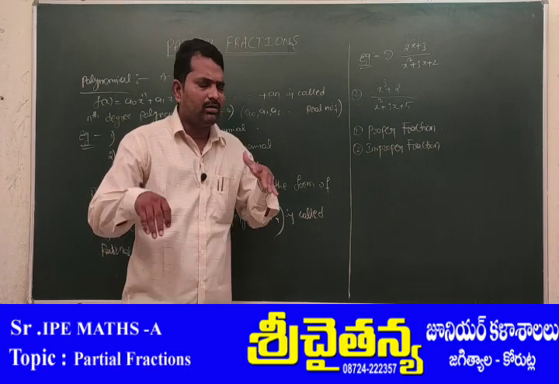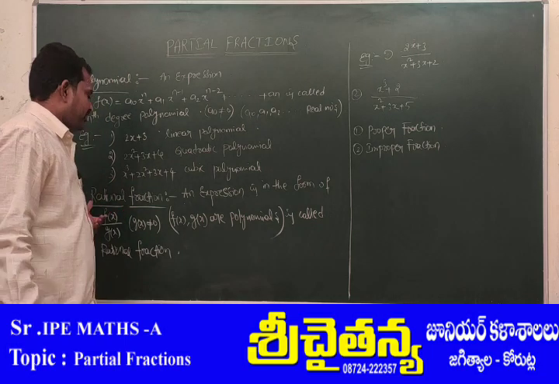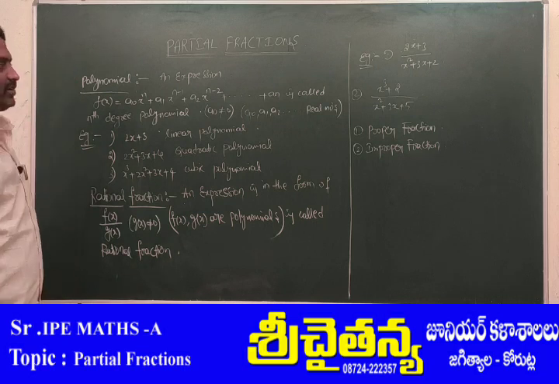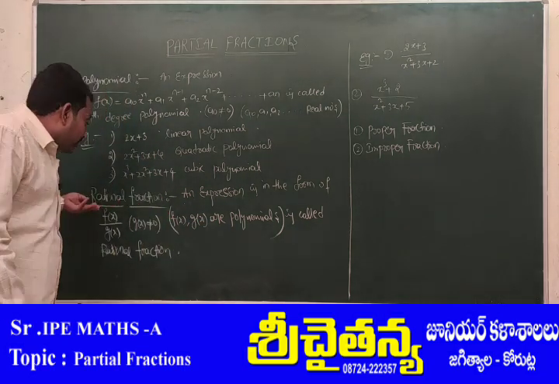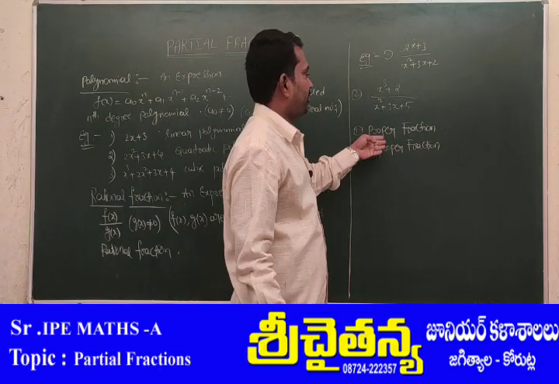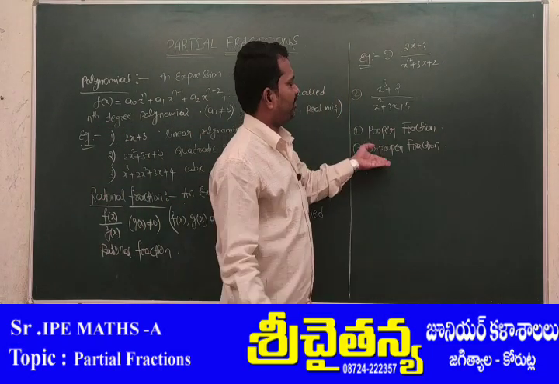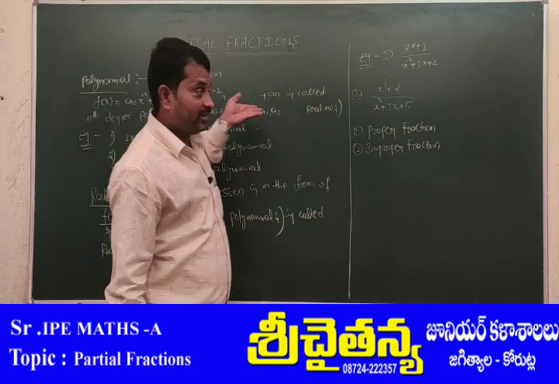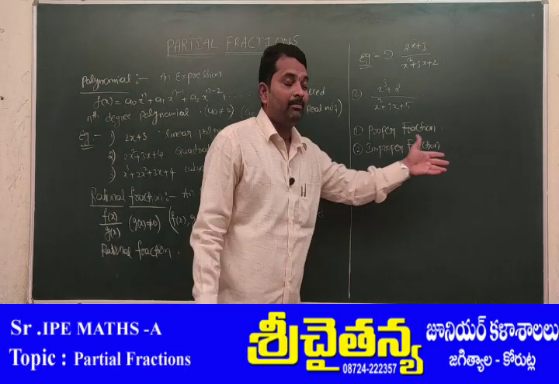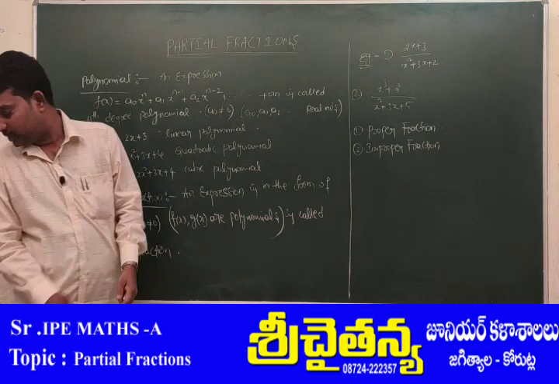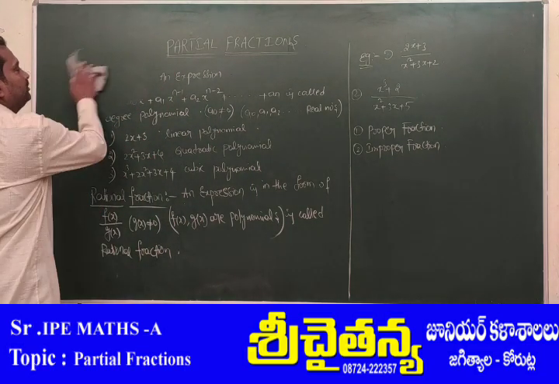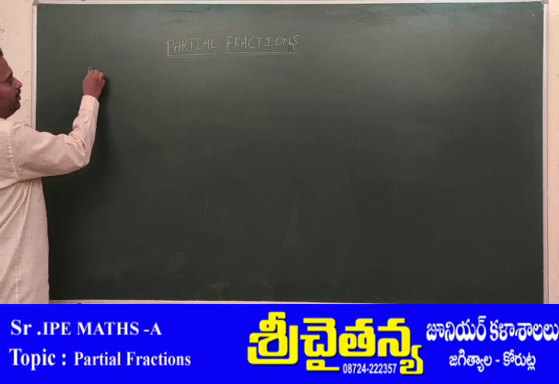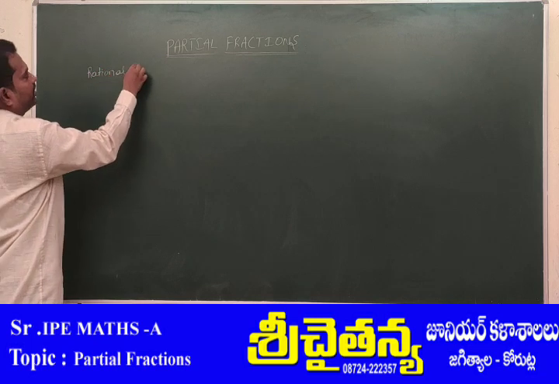How do we know that a given fraction is a rational fraction? Both numerator and denominator are polynomials. Rational fractions are of two types: proper fraction and improper fraction. That is, a rational improper fraction and a rational proper fraction. That we are discussing now. So let us take the rational proper fraction.